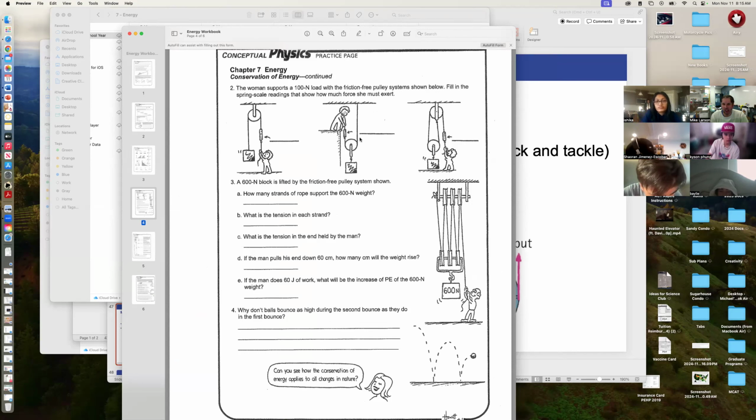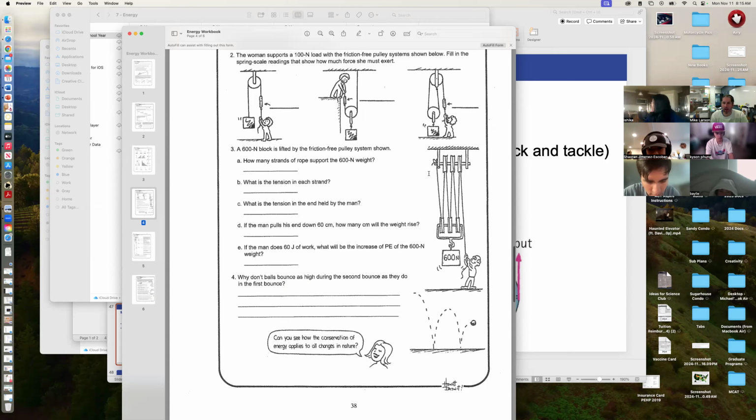On this one, you've got half of the weight of this block supported by this string here. So this guy would only have to pull 50 newtons to lift this 100 Newton block up, but he'd have to pull it twice as far. This one is similar, although let's see, it's got two strings, so this would also be 50 newtons.